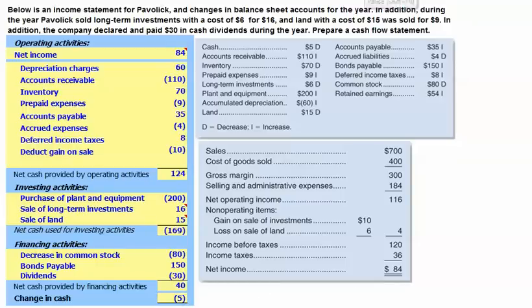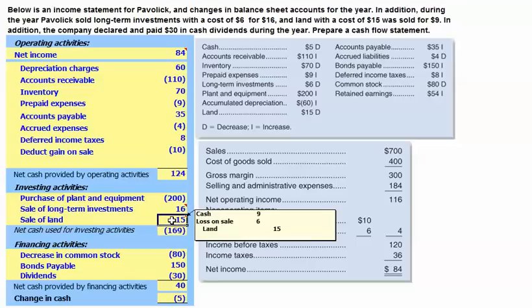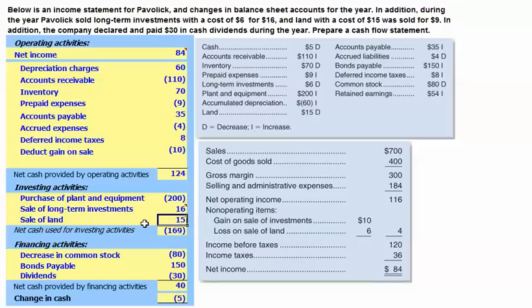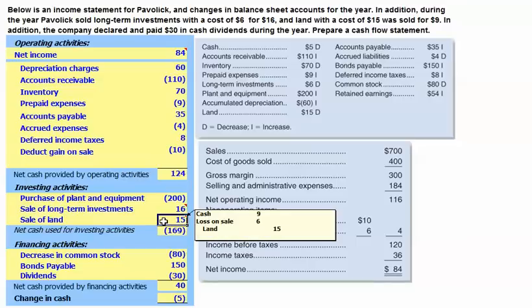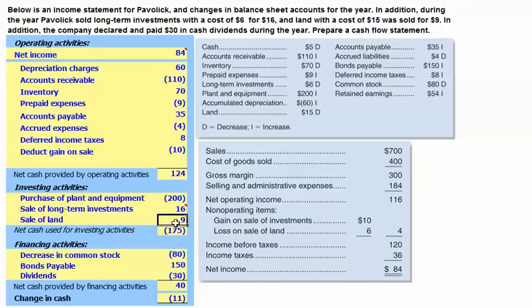Now let's go ahead and consider the sale of our land. We were told that land with a cost of $15 was sold for $9. When we picked up the $15 decrease in land, we assumed that the decrease in assets was a $15 source of cash, and we recorded it as such on our cash flow statement. But notice, according to our journal entry and our description, we only received $9 in actual cash. So let's change the sale of land from a $15 source of cash to a $9 source of cash.